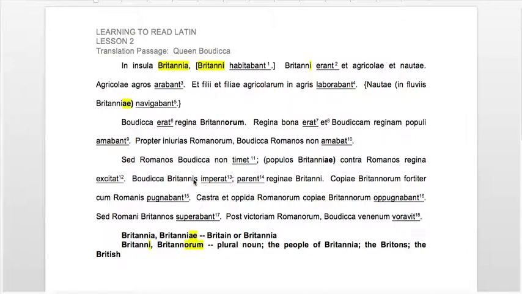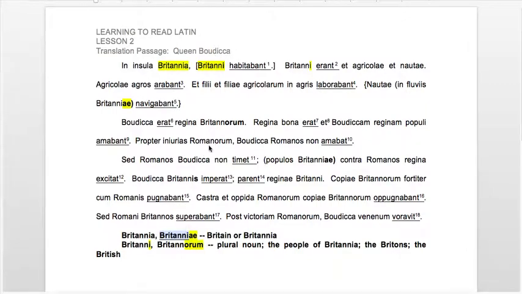In this sentence, we have Britannis. And so it might seem to you, how am I supposed to know whether or not I'm talking about Britain or the Britons, because both words would use IS in the dative or ablative plural. This is true, but if you look at the base of Britannia, and I'll underline that for you to draw your attention to it, we see that it ends with the letter I. So if I were going to add an IS to Britannia, I would have a double I.